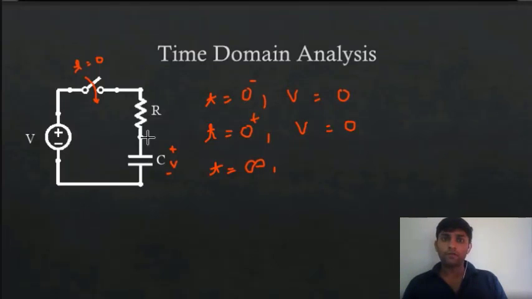So if at steady state your capacitor is open circuited, it means there is no current over here. If this is open circuit, then the current will be 0. Then what will be the voltage across this? Now can you tell me? I think Vishal can, yes, I was expecting an answer from Vishal.